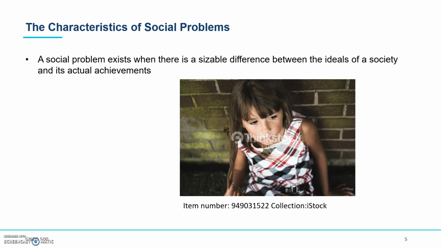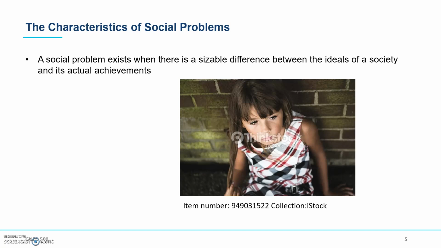The first: a social problem exists when there is a sizable difference between the ideals of a society and its actual achievements. What this means is that there is a gap between the way things are and the way we feel they should be. This characteristic depends on the collective ideals and values of any society.